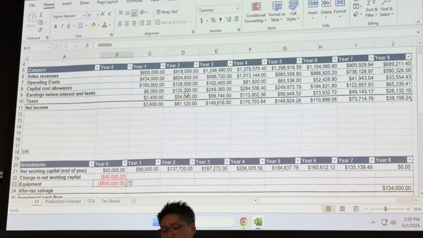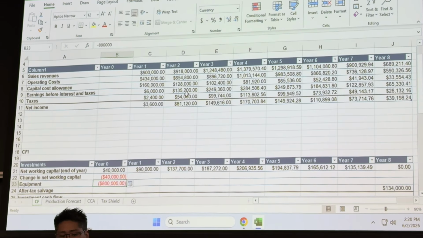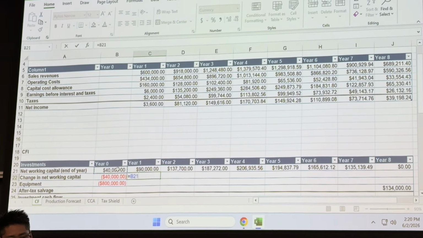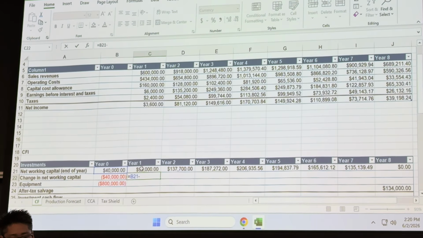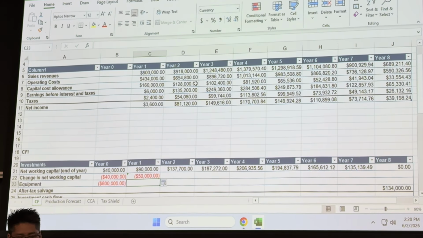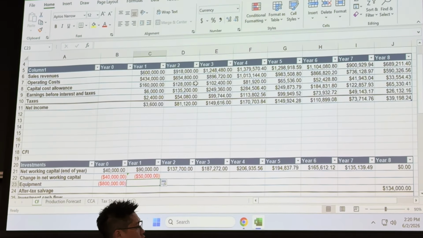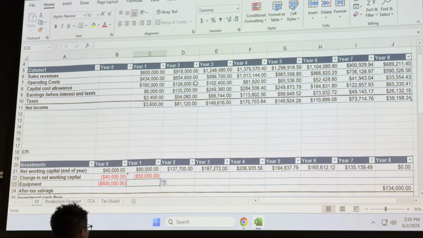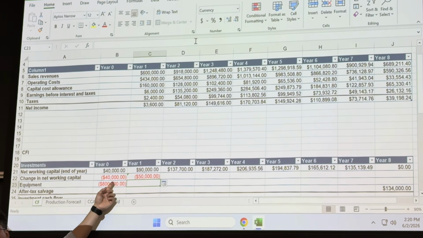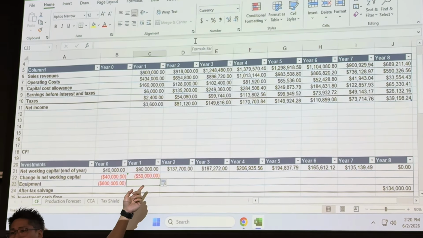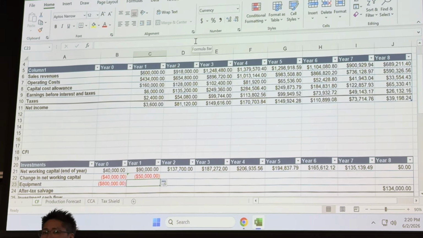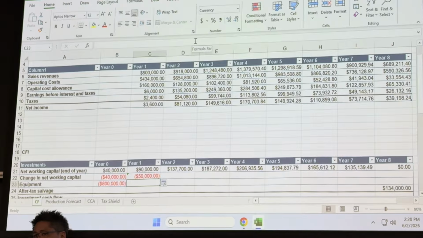It's an outflow. Now, how about year 1? What is the change of net working capital from year 0 to year 1? That's the value of net working capital of year 0 minus the net working capital of year 1. You're gonna ask, like, why? Why 50,000? So if you look at this number here, if the asset is $40,000 in year 0, and year 1 it went to 90, how much more money do you have to pay to make it to 90? You have to spend another 50 grand in order to get it to 90. So it's an outflow of $50,000.